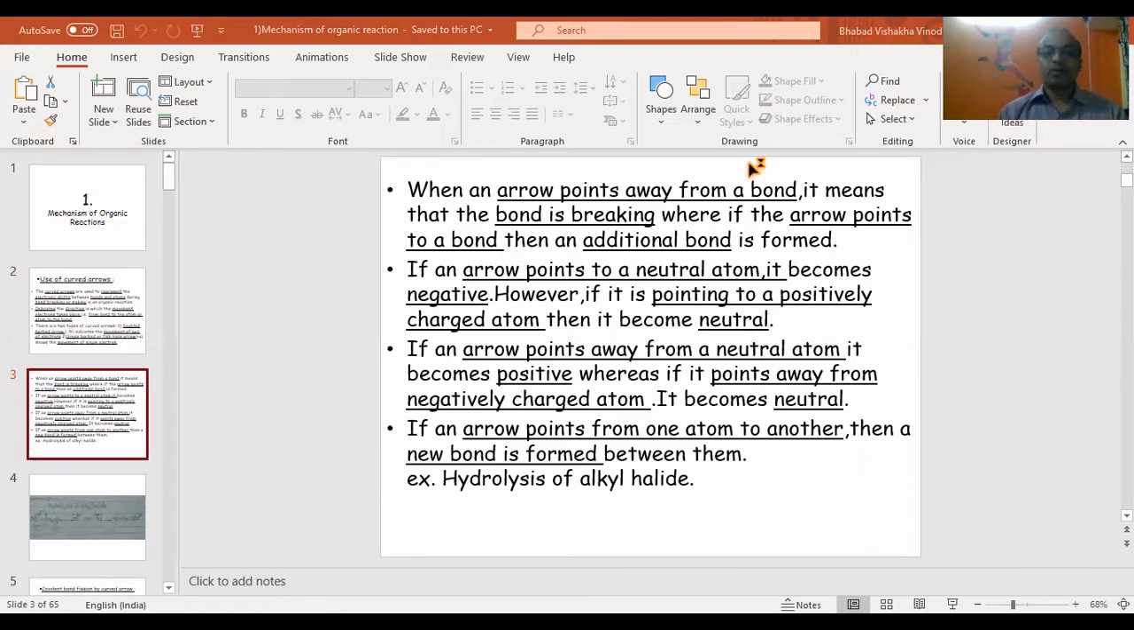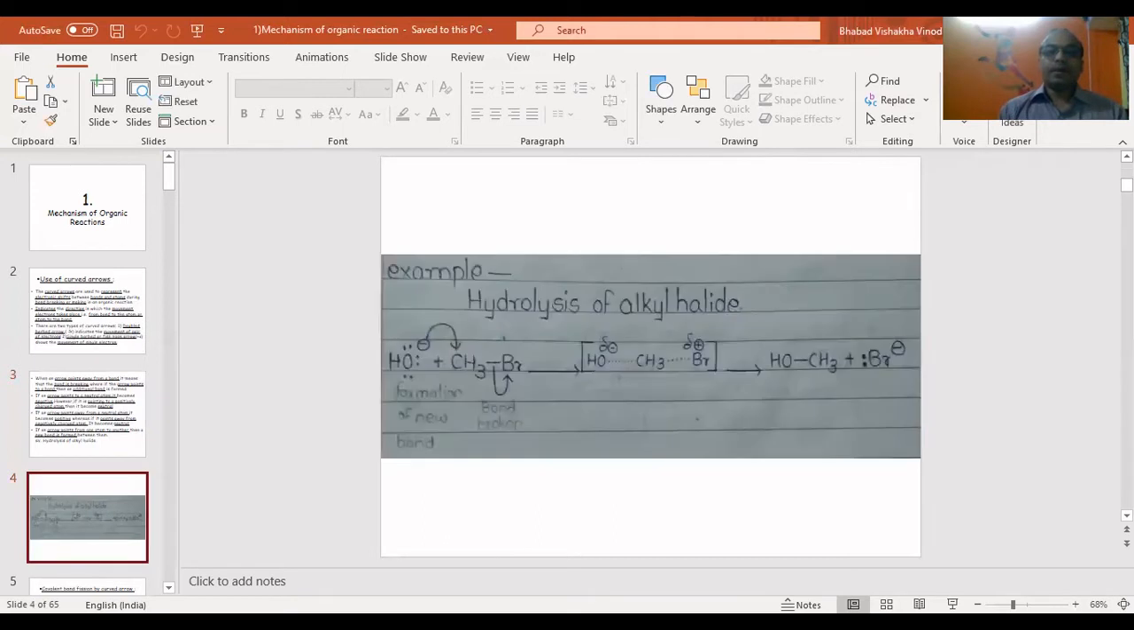For example, hydrolysis of alkyl halides. Let us have an example of hydrolysis of an alkyl halide. Now, if you take methyl bromide and treat it with OH minus ion, what will happen? A transition state is formed. Simultaneous bond formation and bond breaking take place, and we get the product, that is methanol.